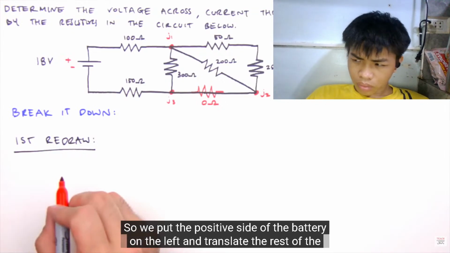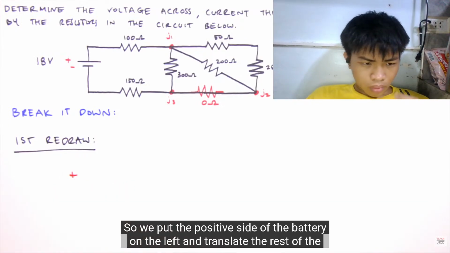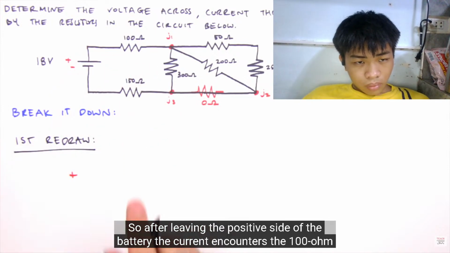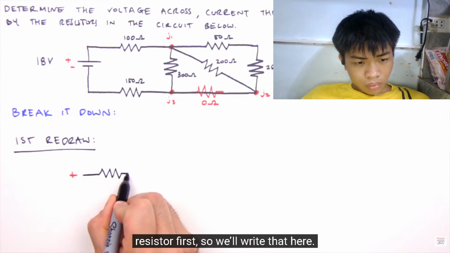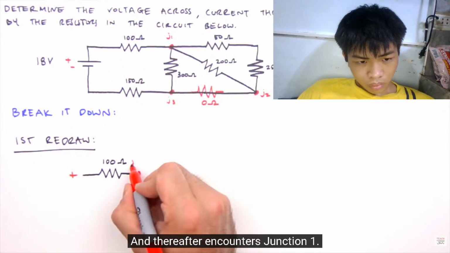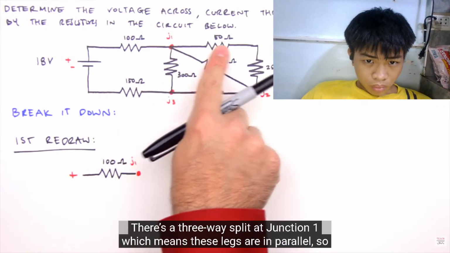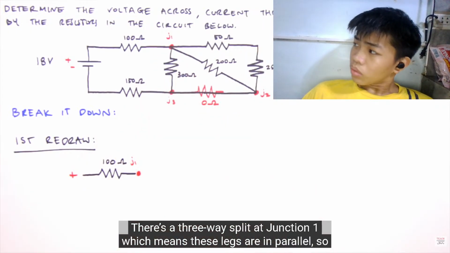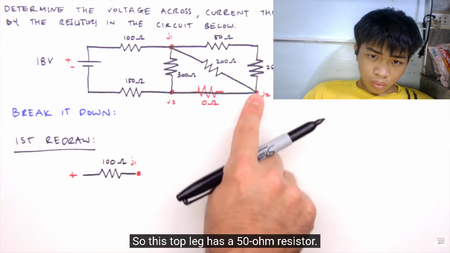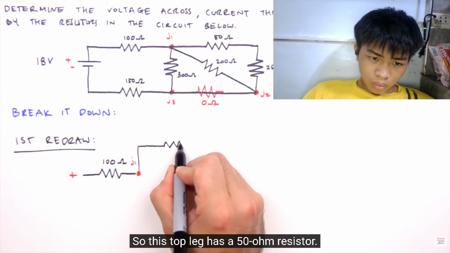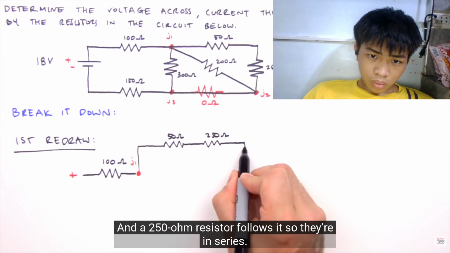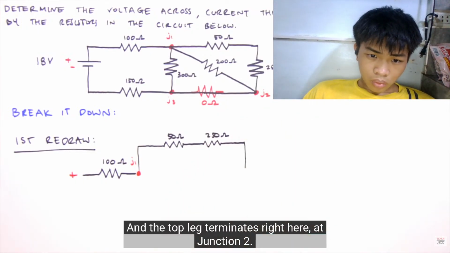So we put the positive side of the battery here on the left and translate the rest of the circuit. After leaving the positive side of the battery, the current encounters the 100 ohm resistor first, so we'll write that here. And thereafter, the current encounters junction 1. There's a three-way split at junction 1, which means these legs are in parallel, so we'll draw them geometrically parallel below. So this top leg has a 50 ohm resistor, and a 250 ohm resistor follows it, so they're in series. And the top leg terminates right here, at junction 2.